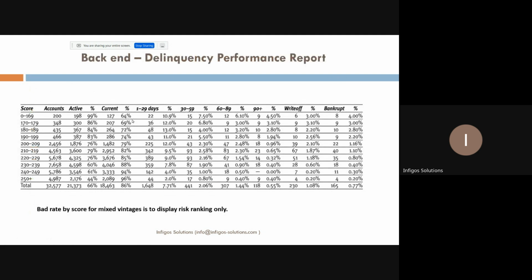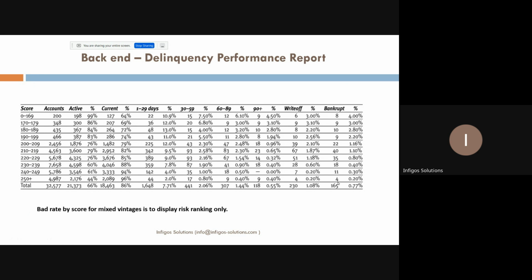There's something called the delinquency performance report. So the delinquency performance report, again, this is from name Siddiqui. You classify all the accounts in the score range. You see how many are active, how many are current, how many go into this particular bucket, how many go into this bucket, how many go into this bucket, how many go into this bucket, how many have been written off, how many have been bankrupt. So this analysis needs to be done on each score range.